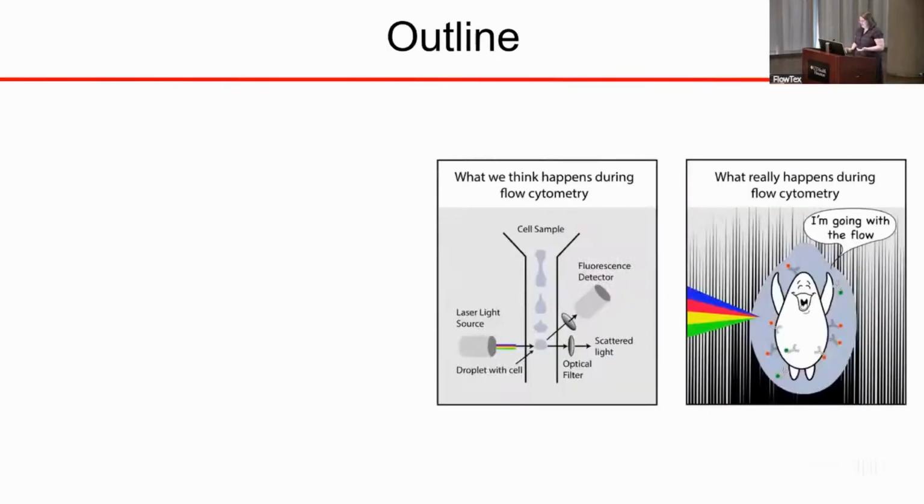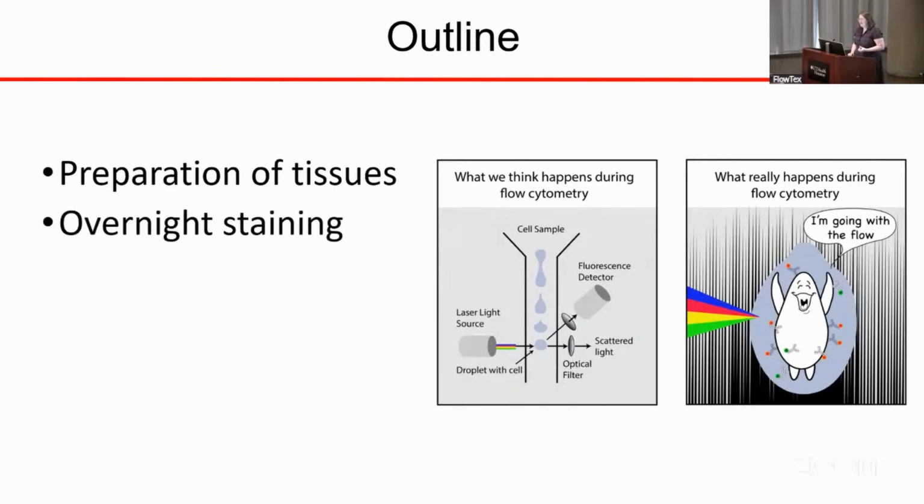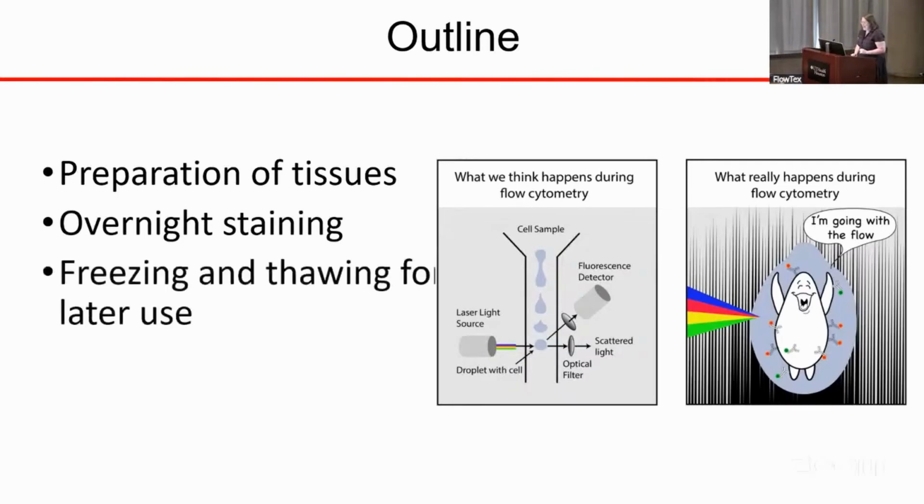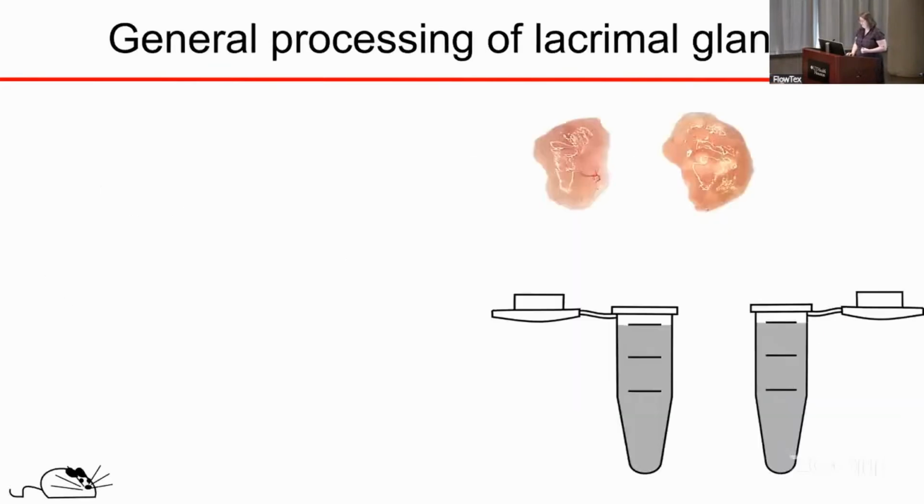So for the rest of this talk, I'm going to talk to you a little bit about how we prepare these difficult tissues for staining. I'm going to talk a little bit about overnight staining, but I feel like Paul really knocked it out of the park, so we're not going to talk too much about that. And finally, I'm going to talk about how we are able to actually freeze these samples despite them being kind of tricky, and we can actually thaw them up to 2 years later for use.